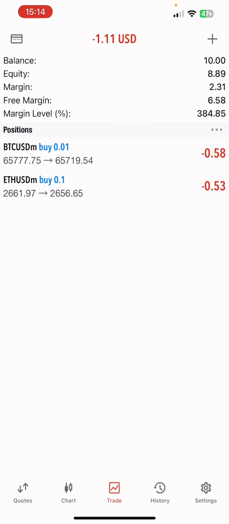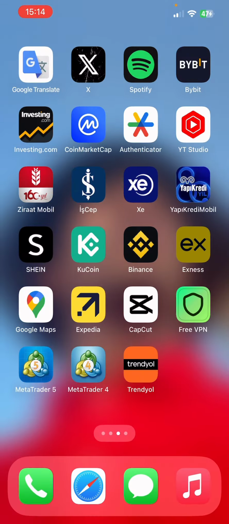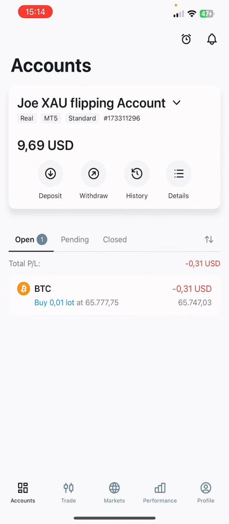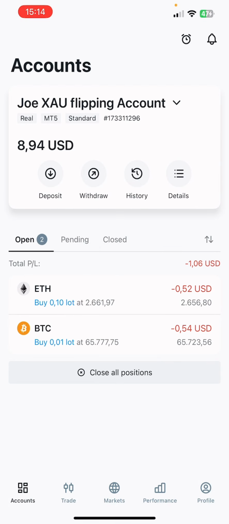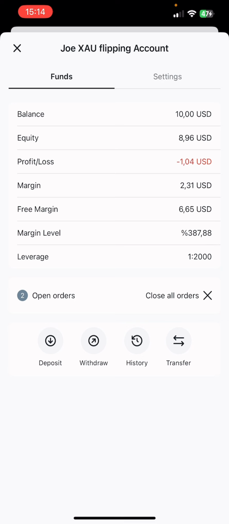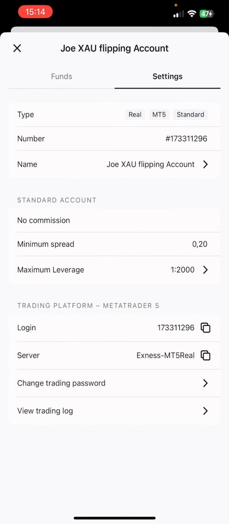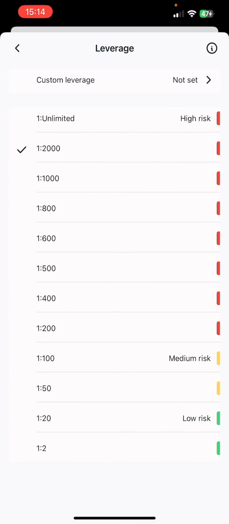Then you come to the downside of leverage. The downside of leverage is that the higher the leverage, the less margin you pay. What I recommend for my students is to use 1:2000 and just take a single trade. Sometimes leverage is good, but it can also be against you.